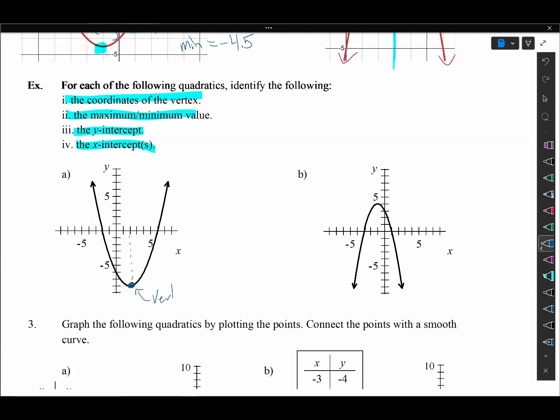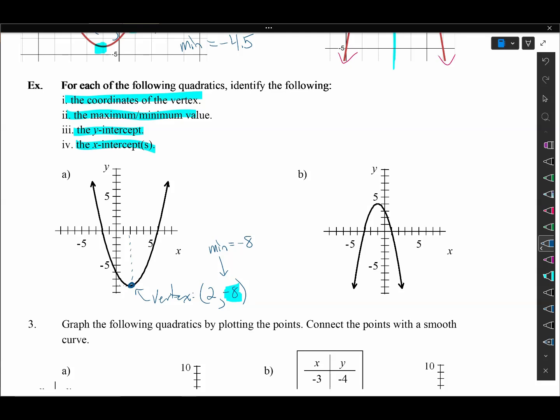Good, so it looks like our vertex right here, we're working with +2, remember our x value goes first, and then -8. Our minimum value, remember it's a minimum because it opens up, so it goes up forever. Our minimum value is -8. So we need to identify this as either a maximum or minimum. We need to state which one it is, so we'll need to state it on its own. We're working here with a minimum equals -8, easy.